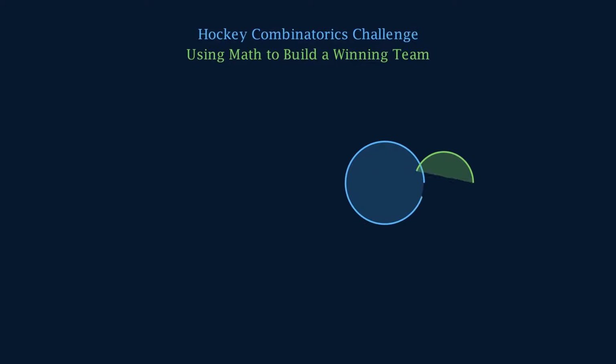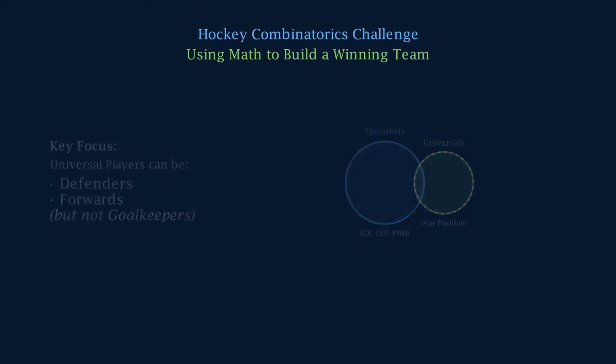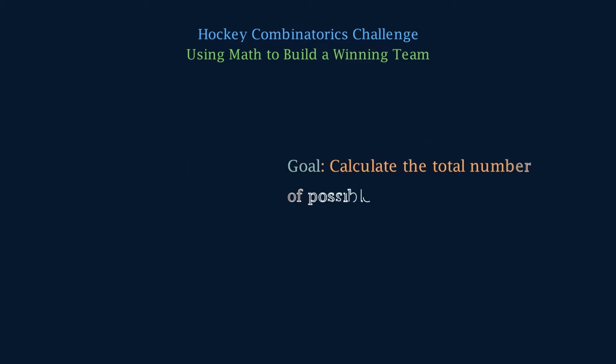Selecting a hockey team requires choosing 6 players: 1 goalkeeper, 2 defenders, and 3 forwards. Available candidates include 3 goalkeepers, 5 defenders, 6 forwards, and 3 versatile universal players who can play defense or offense. Calculate the total number of valid team combinations possible under these constraints.